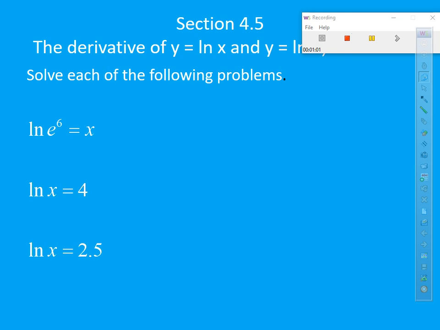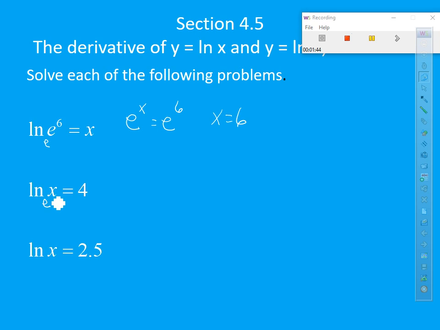So if you look on my screen there, I've got the natural log of x equal e to the 6th. Guys, there's really a base of e hiding right there. If I write this as an exponential, I would have e to the x equal e to the 6th. Since my bases are the same, I can get rid of those. So in this case, I know x is just going to be 6. What I'm trying to get in your head right now is to get rid of that natural log and write it as an exponential.